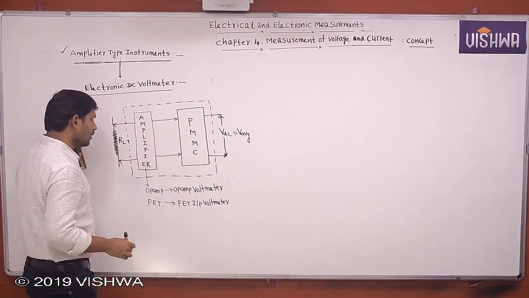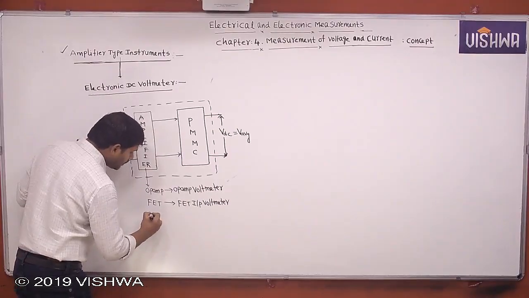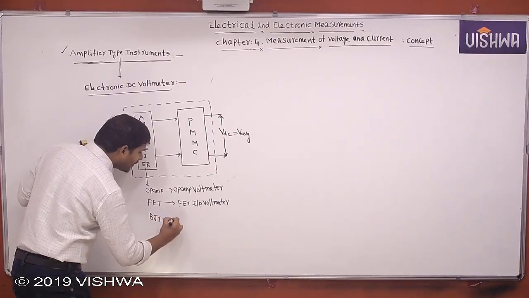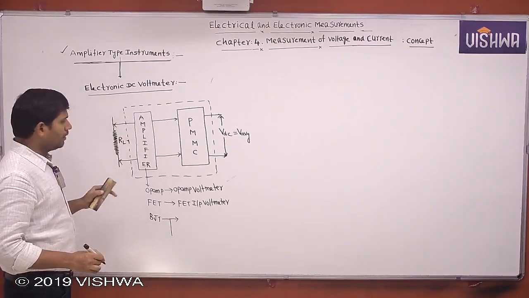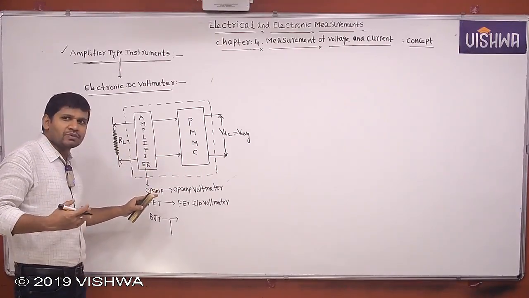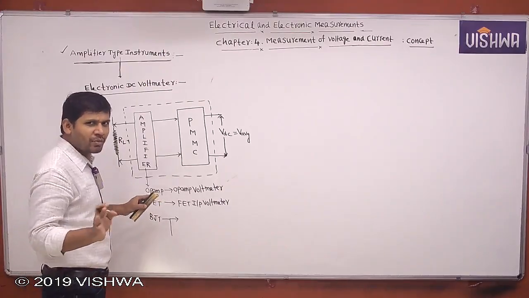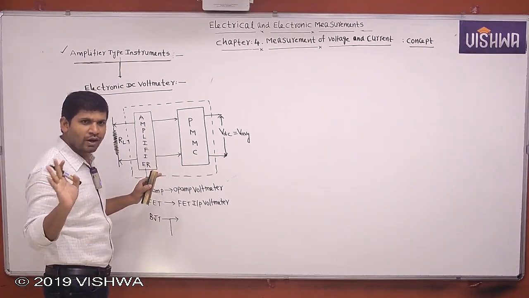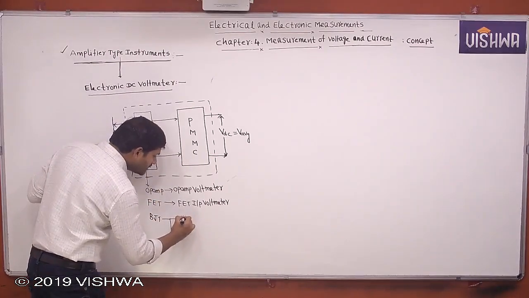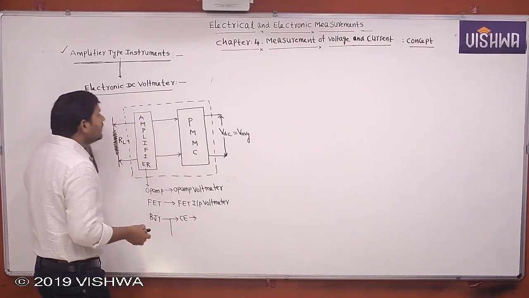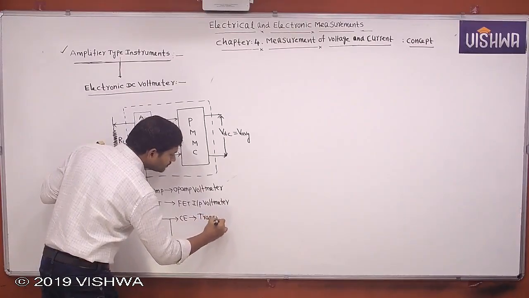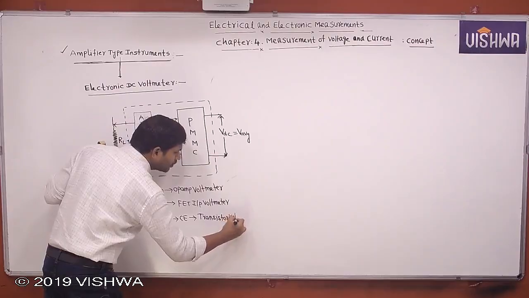Next. We know that BJT is also used as an amplifier, but BJT in different configurations. Based on the type of amplifier we are using, we can design different types of electronic DC voltmeter. The design procedure I am not giving, just introduction points only. BJT used in CE configuration, then that electronic DC voltmeter is called transistor voltmeter.